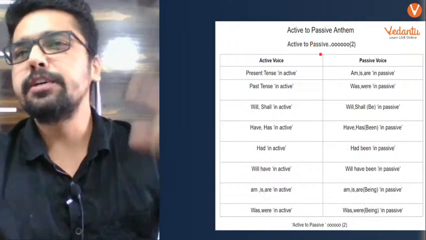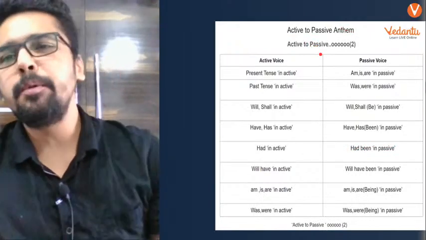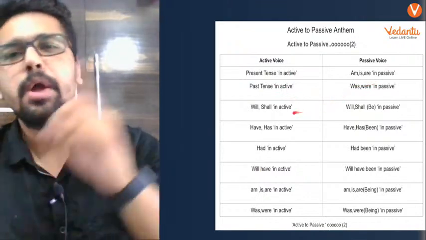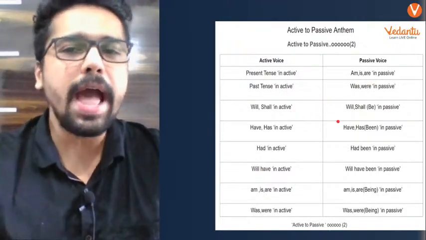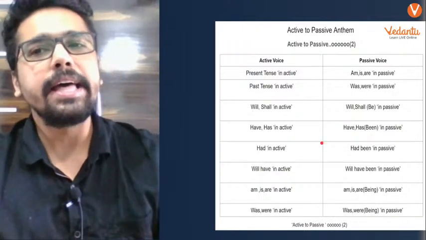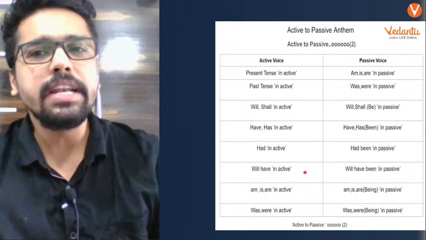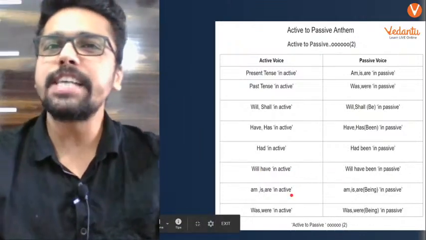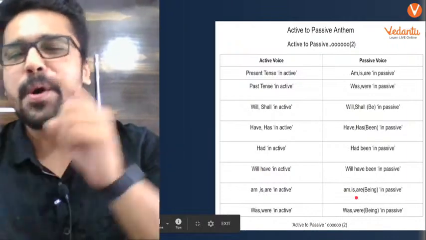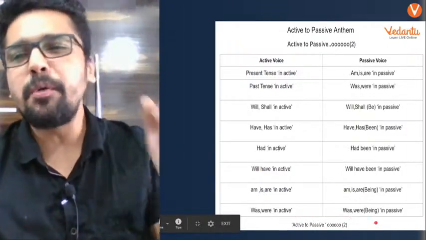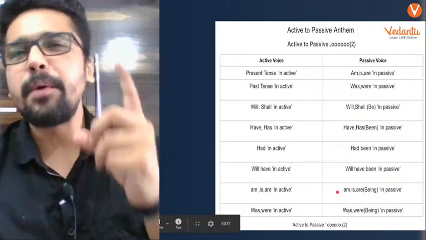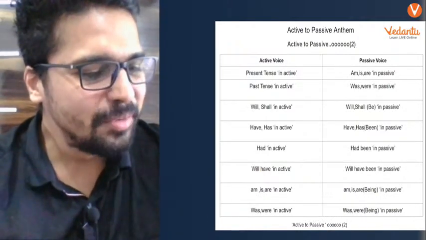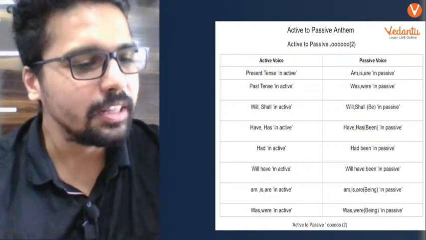The beginning will be active to passive. Oh, active to passive. Present tense active, am is are passive. Past tense in active, was were in passive. Will shall in active, will shall be passive. Have has in active, have has been passive. Had in active, had been in passive. Will have in active, will have been passive. Am is are in active, am is are being passive. Was were in active, was were being passive. Active to passive. You see, we are using this anthem. That's why I call this the active to passive anthem.